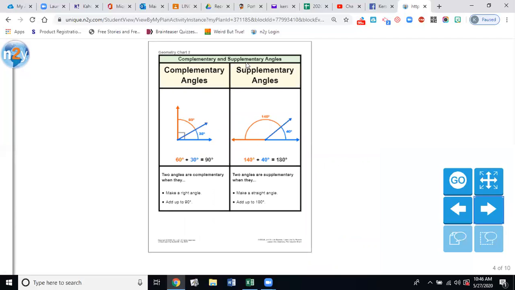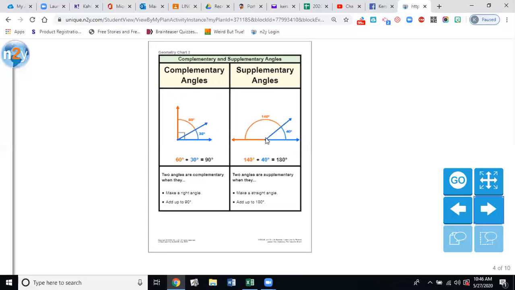Okay, complementary and supplementary angles. Complementary angles are two angles that make a right angle, adding up to 90 degrees. 60 plus 30 equals 90. Here's the 60-degree angle. And then this blue is a 30-degree angle. See the orange and the blue. 60 plus 30 equals 90.